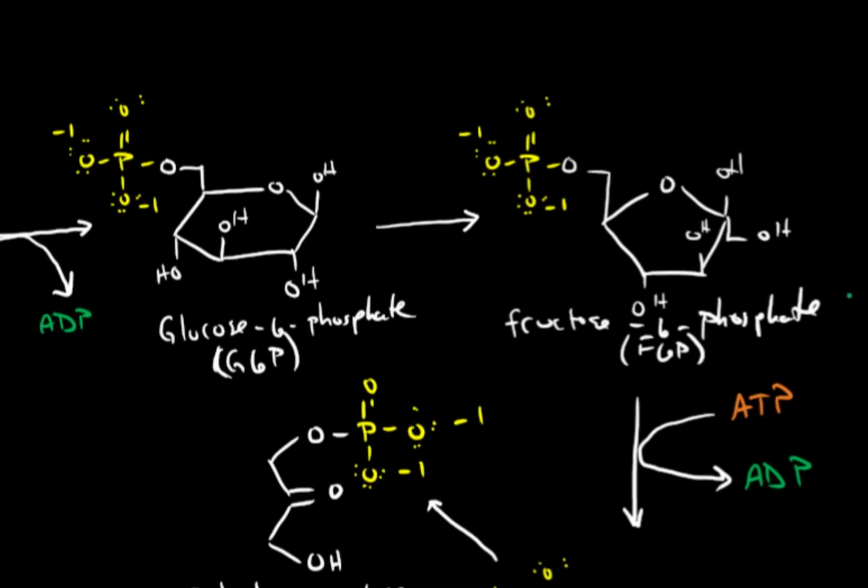The second step is converting glucose 6-phosphate into fructose 6-phosphate. You may recall that glucose and fructose are very much related. Glucose is an aldose, whereas fructose is a ketose, but otherwise the orientation of the alcohol groups are the same. So this ends up being an isomerization of the aldose, glucose 6-phosphate, to the ketose, fructose 6-phosphate.